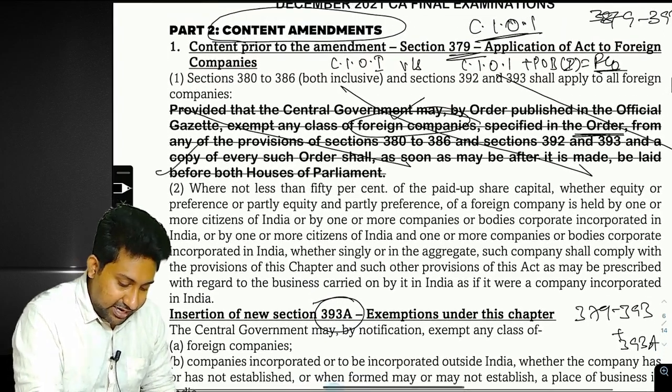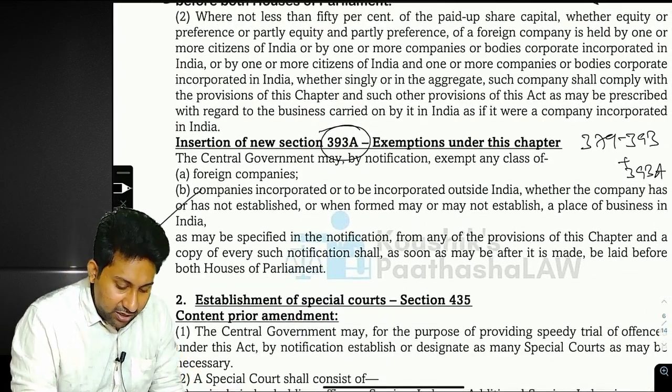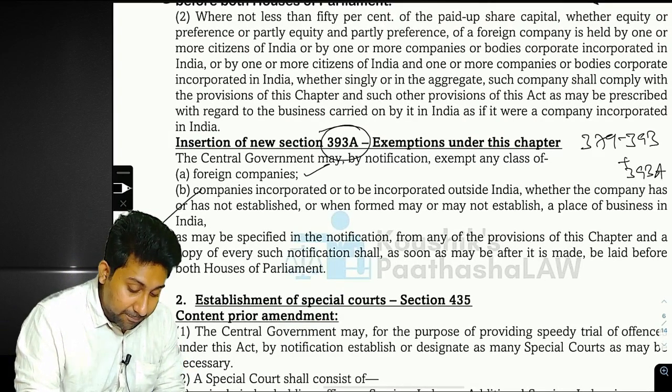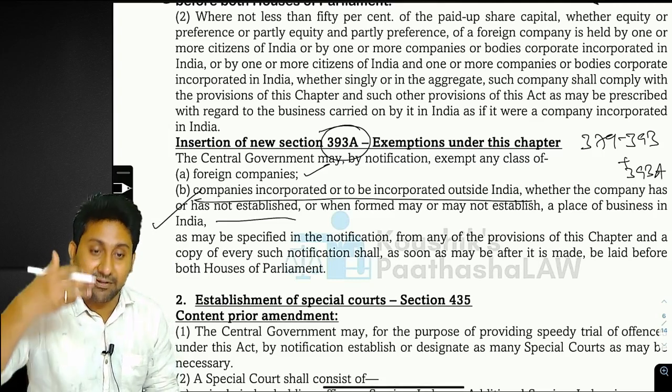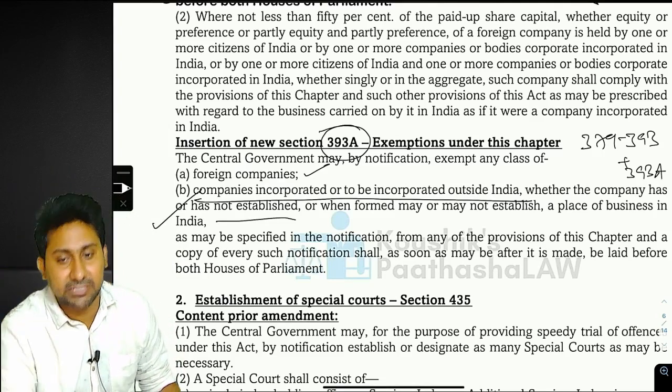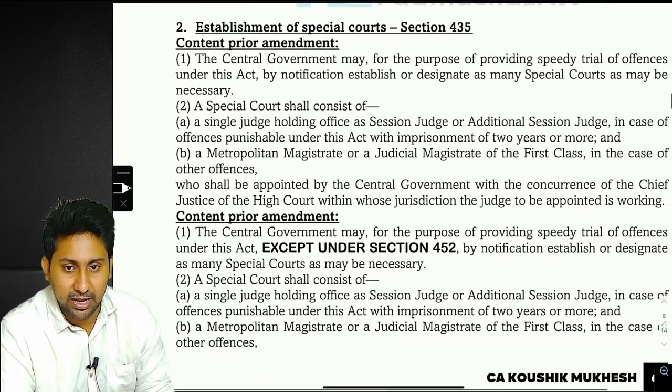What you are seeing here is the same thing, added with a small addition. The Central government may exempt any class of foreign companies and also companies incorporated outside India, whether it has or has not established a place of business in India. That's the amendment. Okay. Next issue.